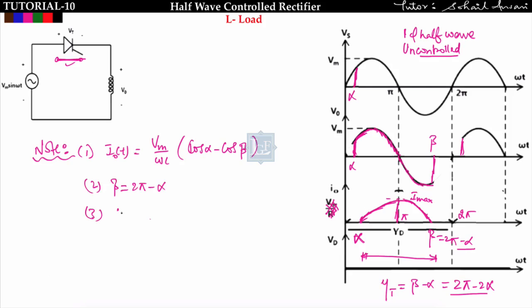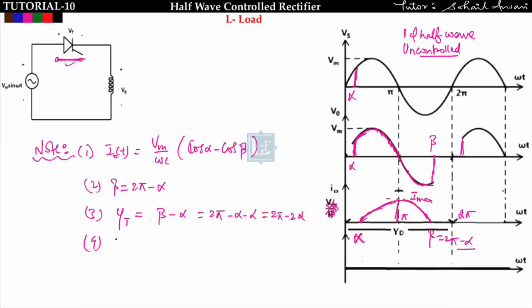Third one is the conduction angle of the thyristor. The conduction angle of the thyristor is beta minus alpha, that is equal to 2 pi minus 2 alpha. Fourth is the circuit turn off time. For finding the circuit turn off time, we have to see up to what angle the thyristor is reverse biased. See here, up to beta the thyristor is conducting. After that it gets open circuited, and the voltage across the thyristor is nothing but Vs, the supply voltage. The voltage across the thyristor will follow the supply voltage like this. So for this period the thyristor is reverse biased.